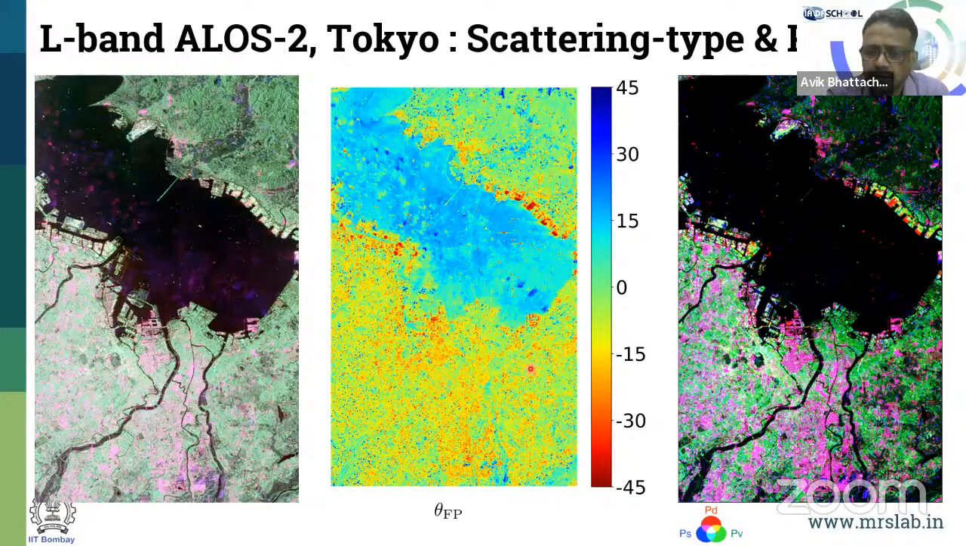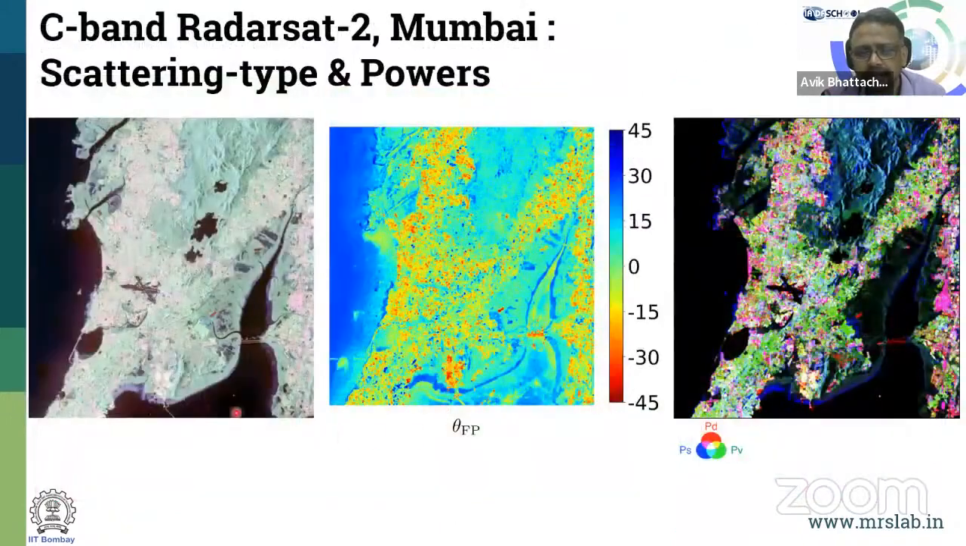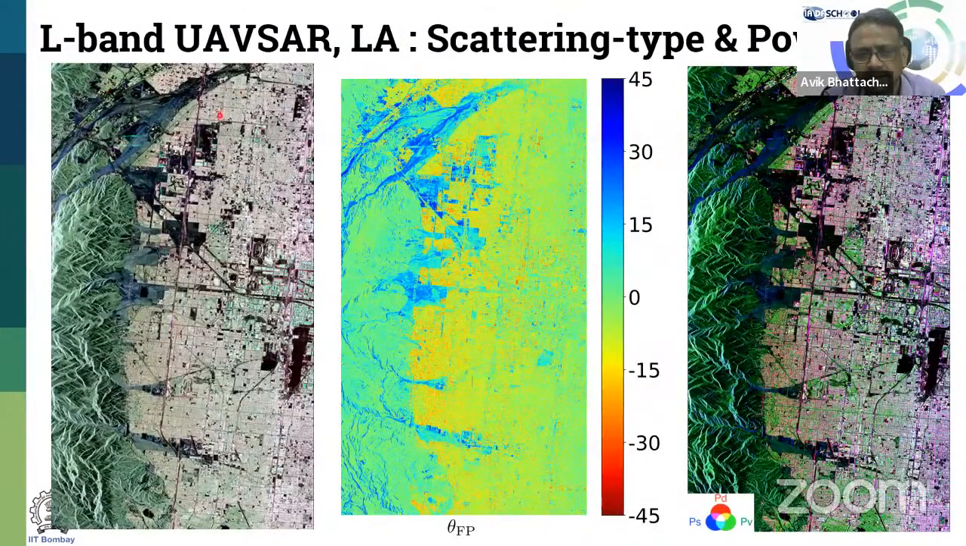This is an area of L-band ALOS over Tokyo. This is the theta FP, which corresponds to a mixture of urban area, but mixed urban area. And this is what corresponds to the power image, because if you want to see the theta FP, we have seen how we can do. Similarly, this is an area of Mumbai, we see with RADARSAT-2. I'm able to characterize the urban area very properly and the water body over here, similarly the powers. This is an area of L-band UAVSAR, Los Angeles area. This is a heavily dense urban area. You can also characterize the theta FP and the power.